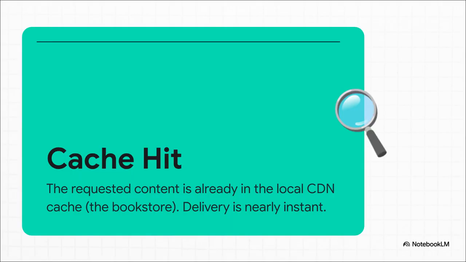And this gets us to a really important idea, a cache hit. This is when our customer in Tokyo walks into their local bookstore and bam, the book they want is right there on the shelf. They get it instantly. In our tech world, that's our 50 millisecond delivery.